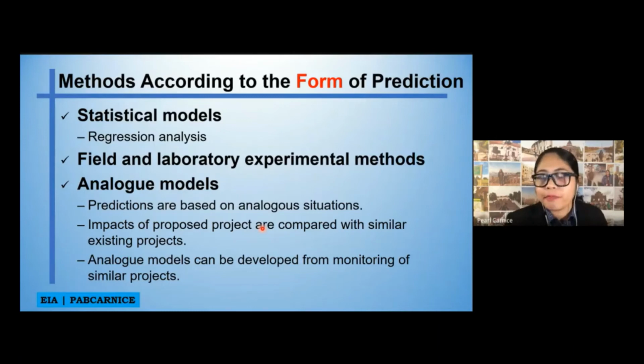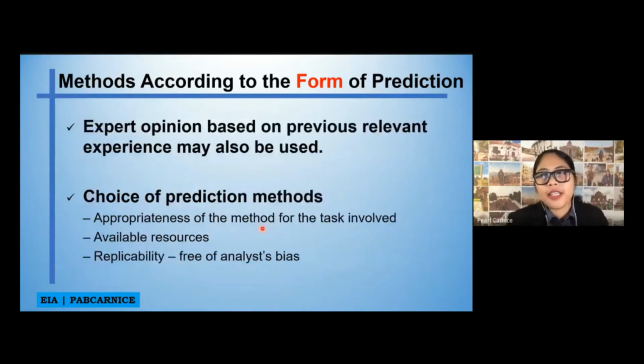So next is, not really the same, but one of the methods in impact prediction. Of course, expert opinion based on previous relevant experience may also be used. That is why experts' judgment is very important when it comes to impact prediction.